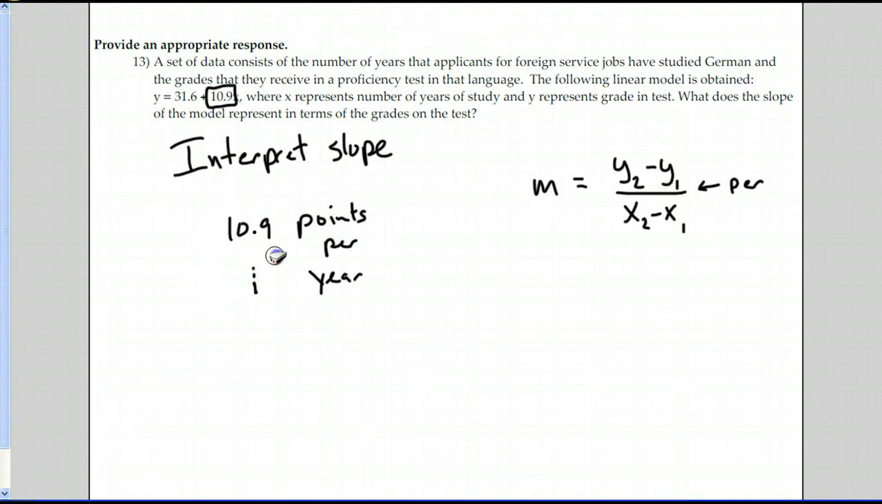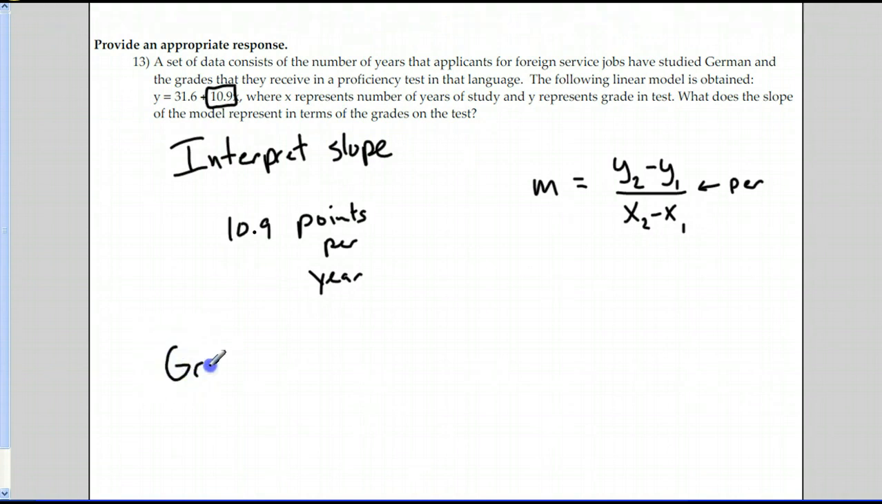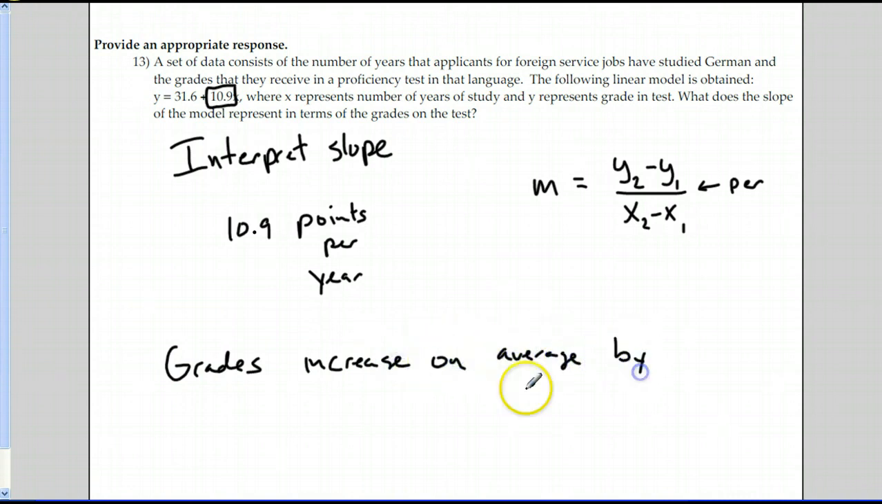Right? Now, that's not enough, alright? That just kind of gets you started with it. But you would need to write a sentence. What does the slope mean in the model in terms of grades on the test? That's positive. So grades increase, because it's a positive slope, on average by 10.9 points for each year of study.